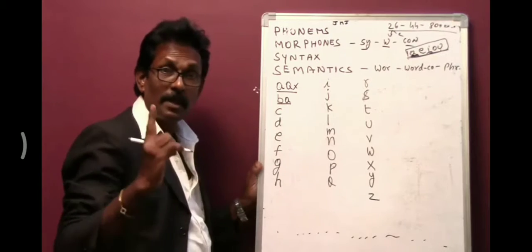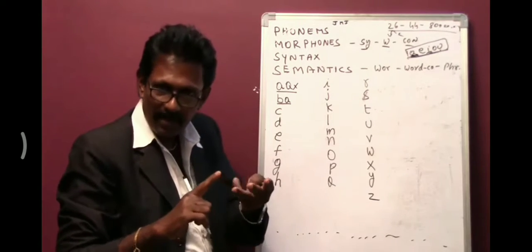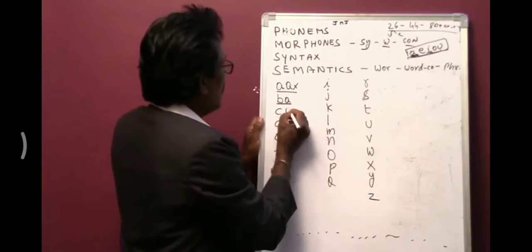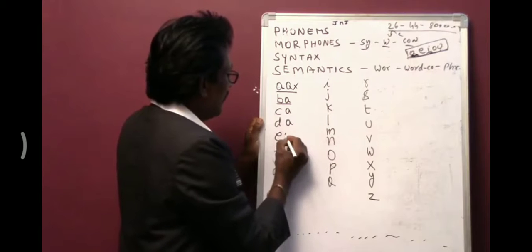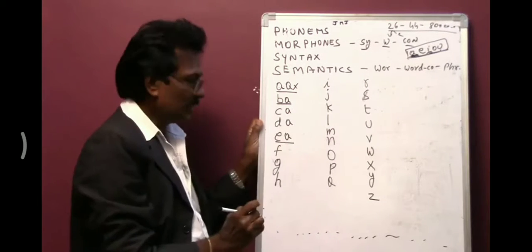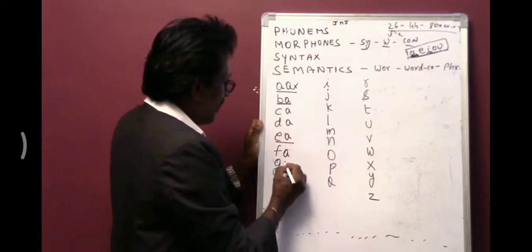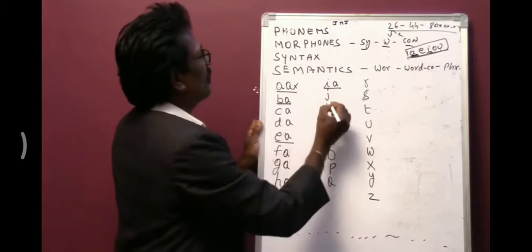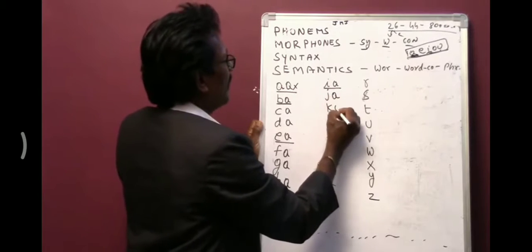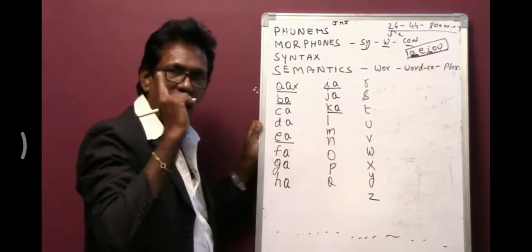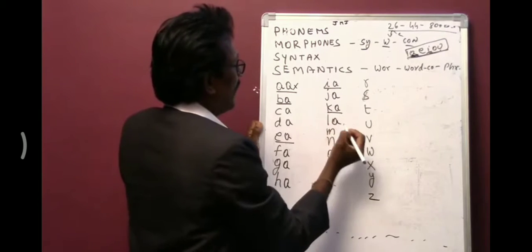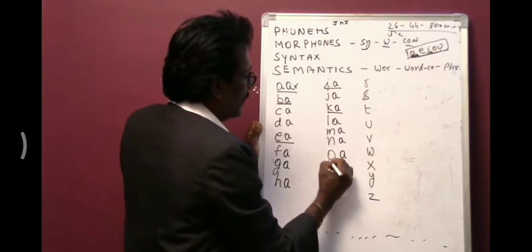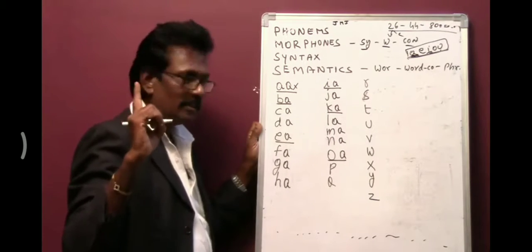Ba, ca, ka, da, fa, ga, ha. Ia is also a vowel sound. Ja, ka. La, ma, na. Here again a vowel will not make a syllable.